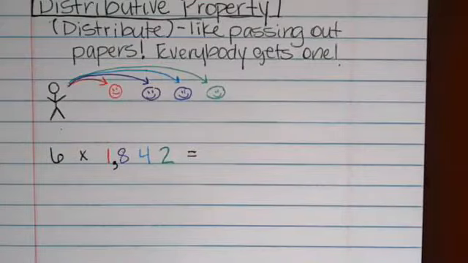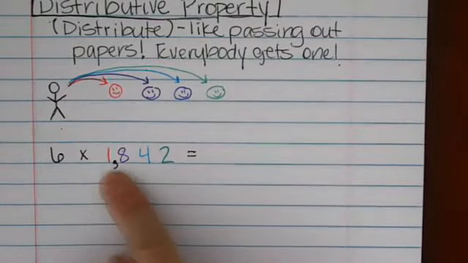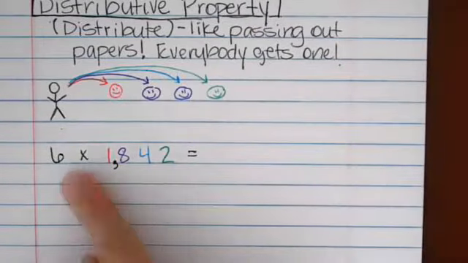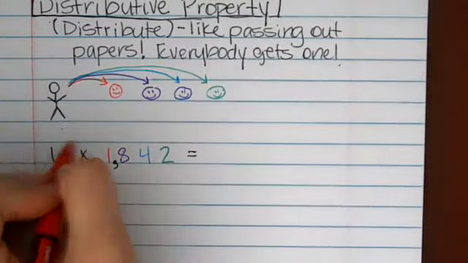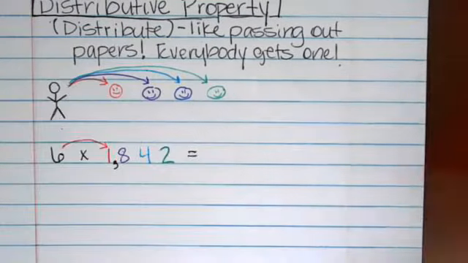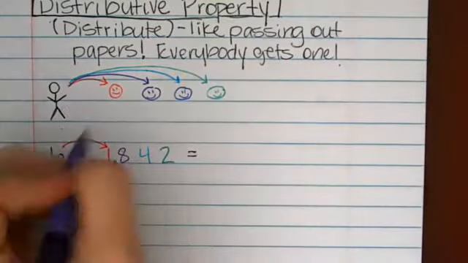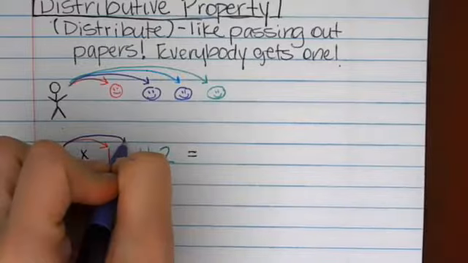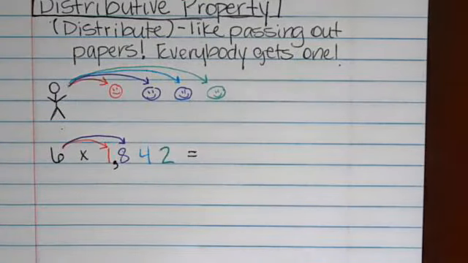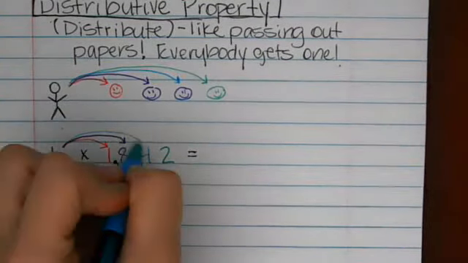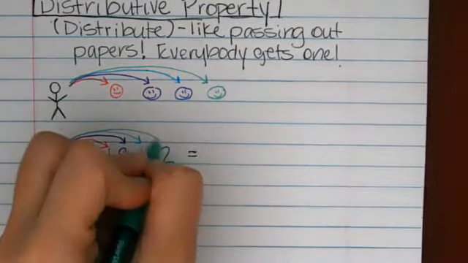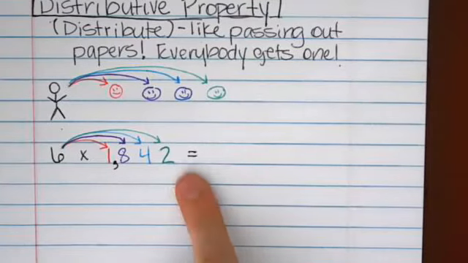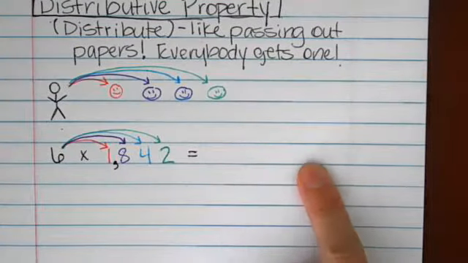So my math problem will be 6 times 1,842. So I need to distribute this 6 to each place. So I'm passing out the 6 here. I'm passing it out here. I'm passing it out here. And I'm passing it out here to each place. So then I put my equal sign here, and then I'm going to write down what that will look like.